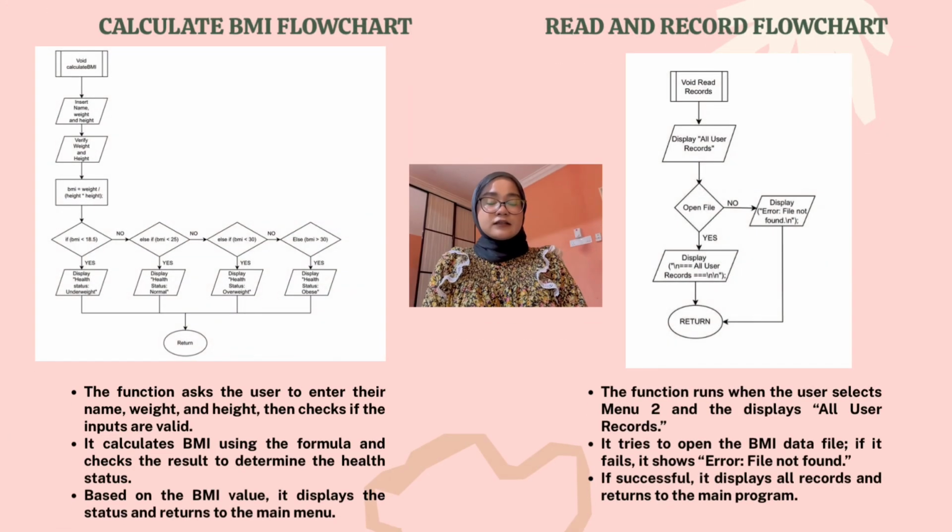Here is the calculate BMI flowchart. The function asks the user to enter their name, weight, and height, then checks if the inputs are valid. It calculates BMI using the formula and checks the result to determine the health status. Based on the BMI value, it displays the status and returns to the main menu.